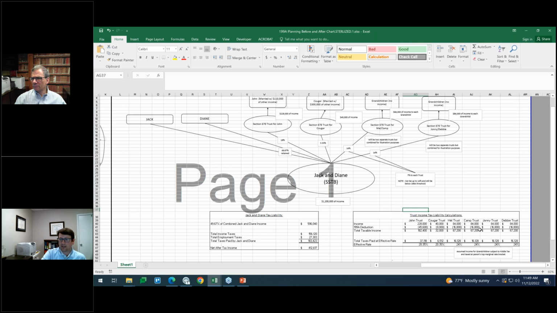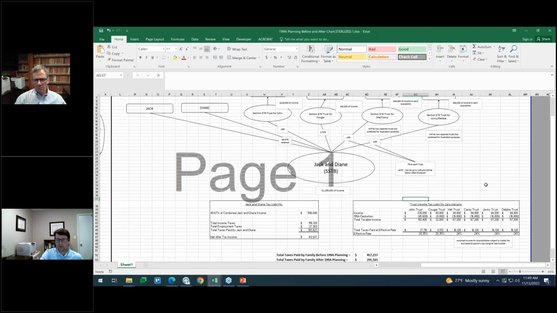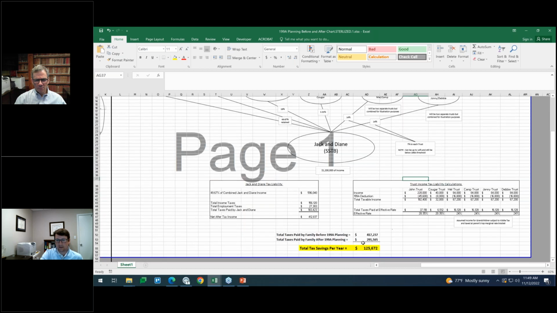Now, Mellencamp and then Johnny and Debbie have Section 678 trusts as grandchildren, but they're minors. They don't support themselves. They have no other income. So the kiddie tax does apply here, but it's based on John and Cougar's rate brackets, and it's their top marginal rate. So we went ahead and put their tax rate at 24%, but take the 199A deduction with respect to the income that passes to them. So now the total family is paying only $290,000 of taxes.